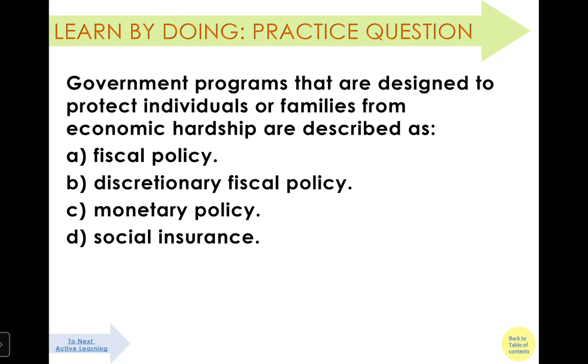Government programs that are designed to protect individuals or families from economic hardship are described as social insurance.